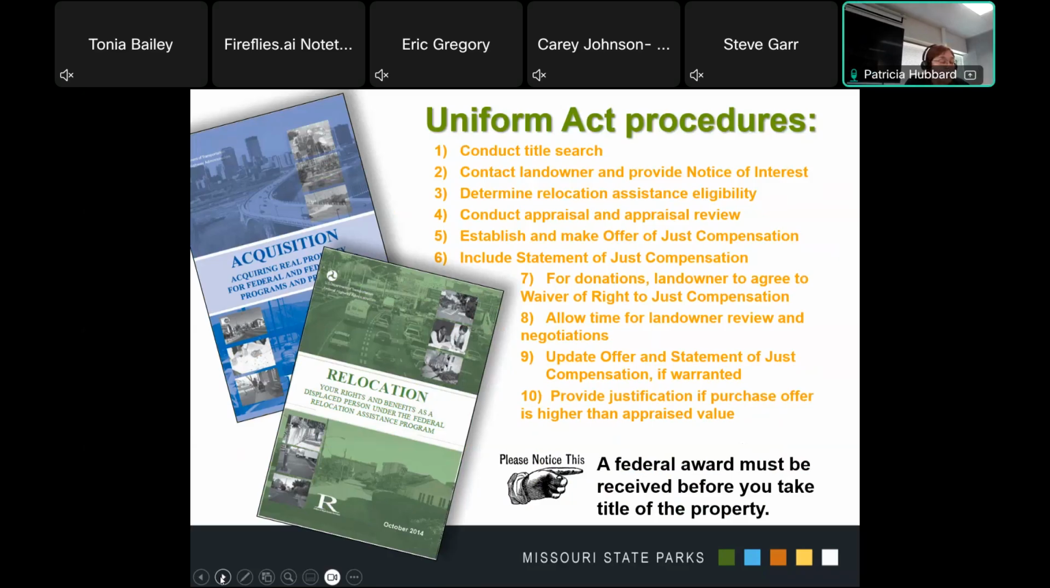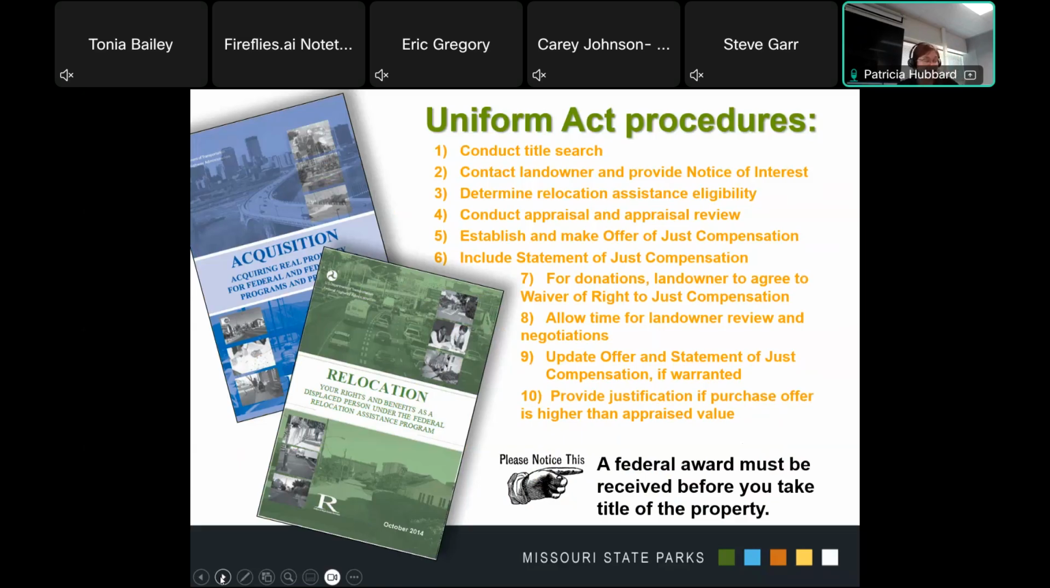So step 1 is to conduct a title search. You have to conduct a title search of the property to be acquired to determine ownership of the property, any liens or restrictions on the property, or any rights or interests held by others. It is recommended that a title company conduct the title search. The title search must accompany the application as part of the supporting documentation.